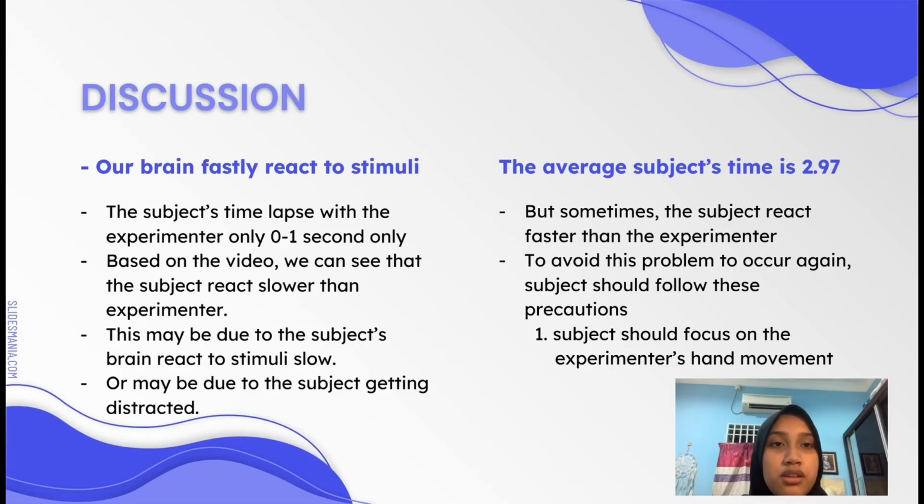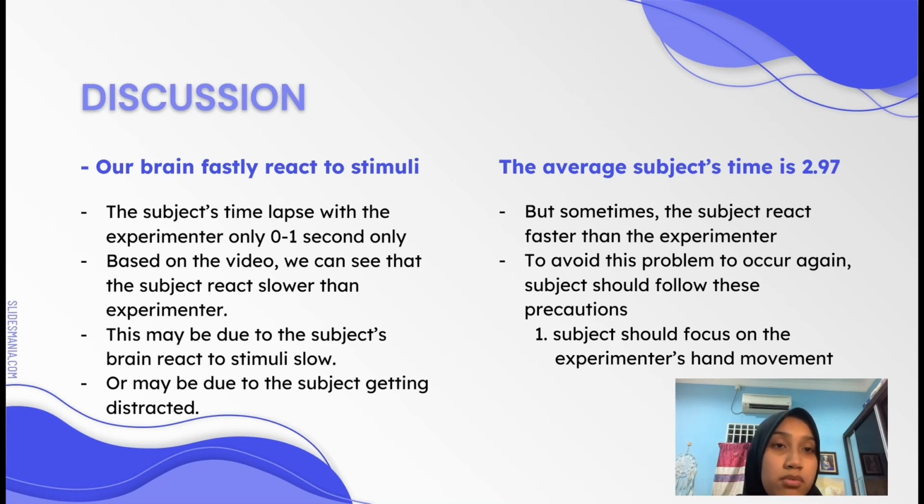For discussion, our brain reacts fast to stimuli. The subject's time lapse with the experimenter is only 0 to 1 seconds. Based on the video, we can see that the subject reacts slower than the experimenter. This may be due to the subject's brain reacting slowly to stimuli, or maybe due to the subject getting distracted. The average subject's time is 2.97, but sometimes the subject reacts faster than the experimenter.